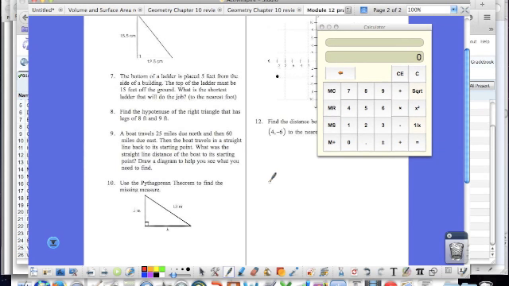Number 7, the ladder. The bottom of the ladder is placed 5 feet from the side of the building. The top of the ladder must be 15 feet off the ground. What is the shortest ladder that will do the job to the nearest foot?